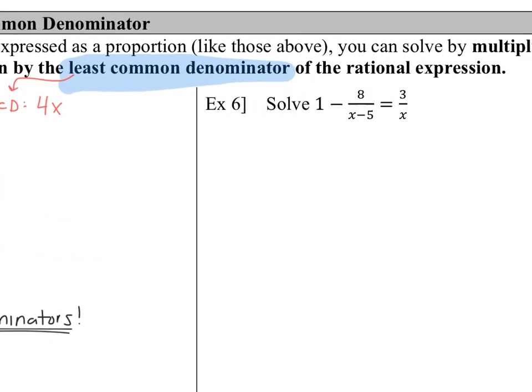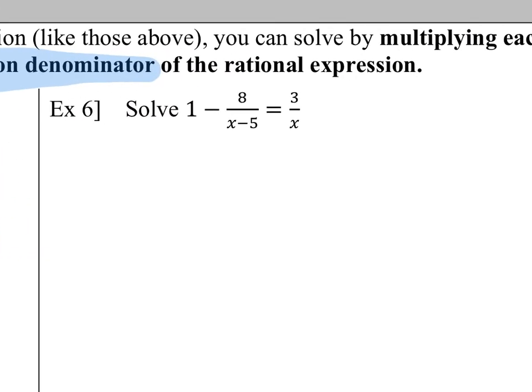Let's try the next one. So example 6, solve 1 minus 8 over x minus 5 equals 3 over x. So first of all, make everything a fraction. So this 1 is going to be actually 1 over 1. Then we have to find what our least common denominator is. So what would all the denominators be in order for them to be the same?